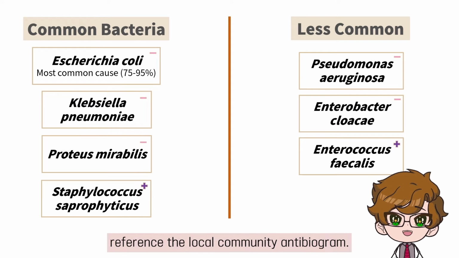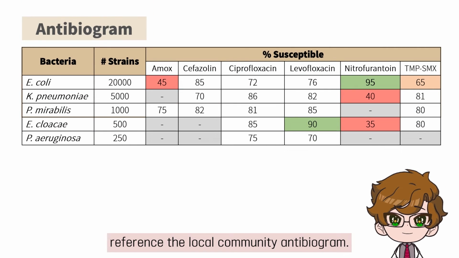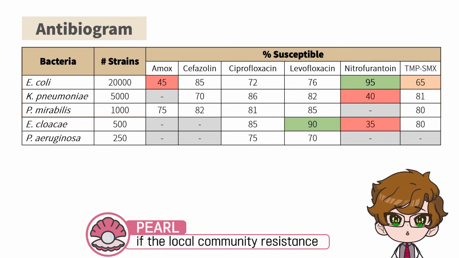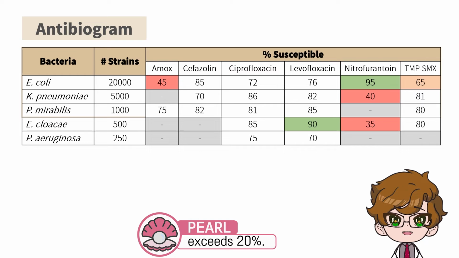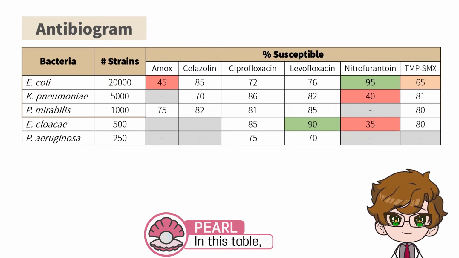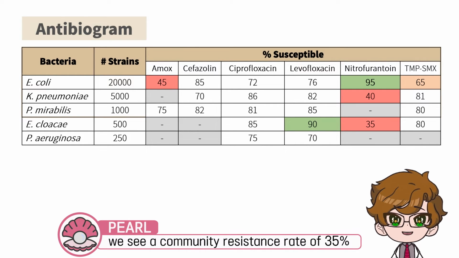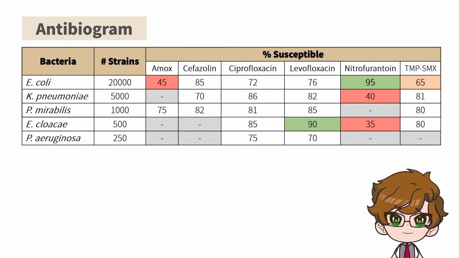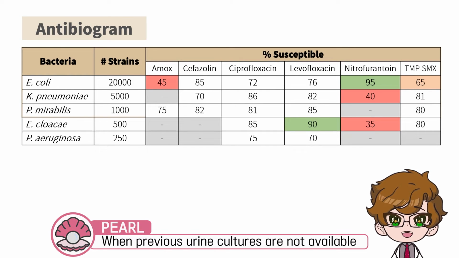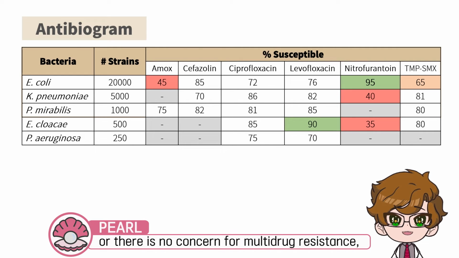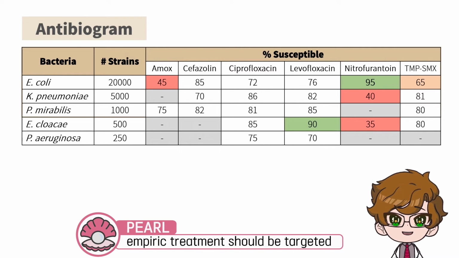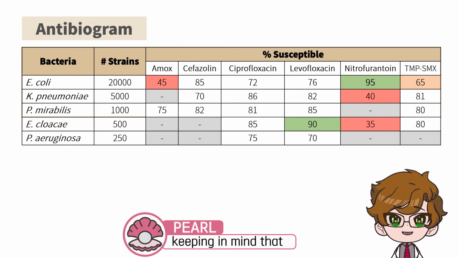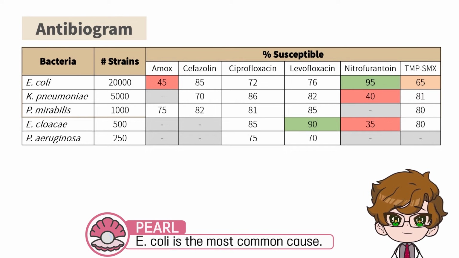If available, reference the local community antibiogram. It is recommended to avoid using TMP-SMX if the local community resistance exceeds 20%. In this table, we see a community resistance rate of 35% for TMP-SMX for E. coli. When previous urine cultures are not available or there is no concern for multi-drug resistance, empiric treatment should be targeted towards gram-negative bacteria, keeping in mind that E. coli is the most common cause.